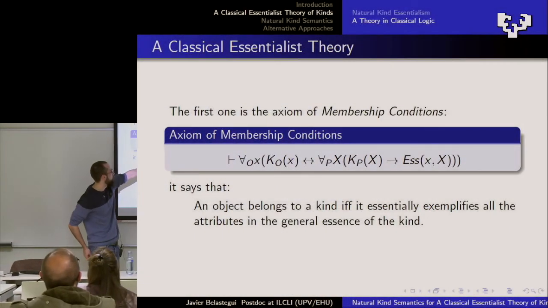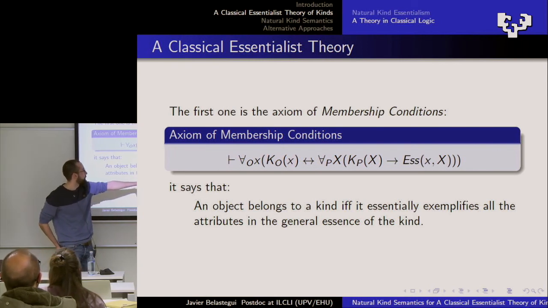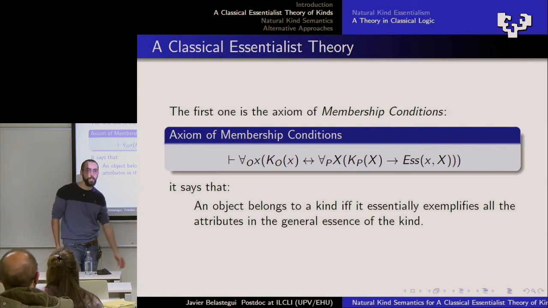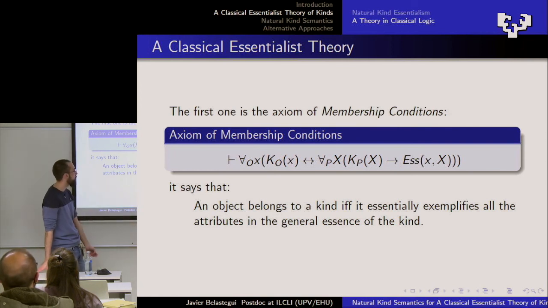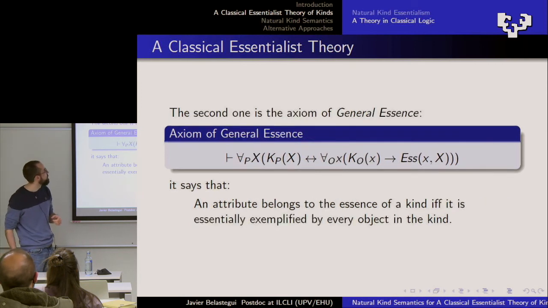Yeah, so this is the formula, and this is the natural language reading. An object belongs to a kind if and only if it has essentially all the properties in the essence of the kind. This is the closest you can get here, given this language, given this theory, to the basic claim of essentialism. Yeah. This is the other axiom. Maybe you want to reject this one.